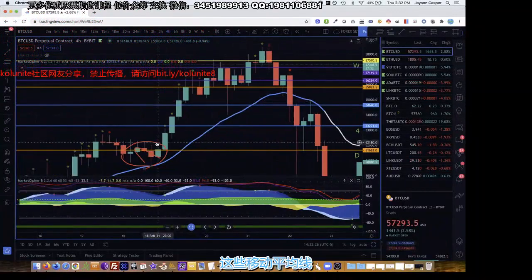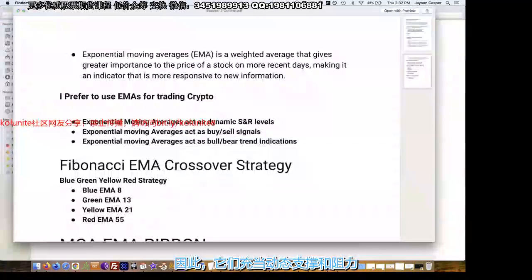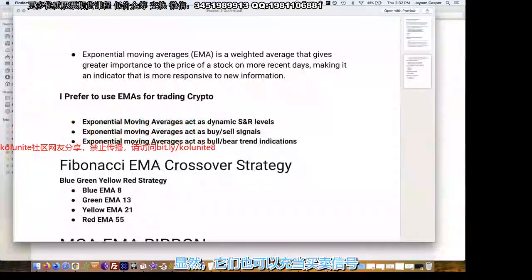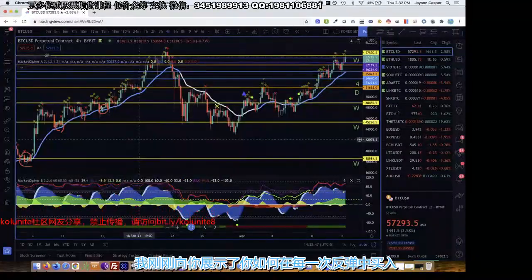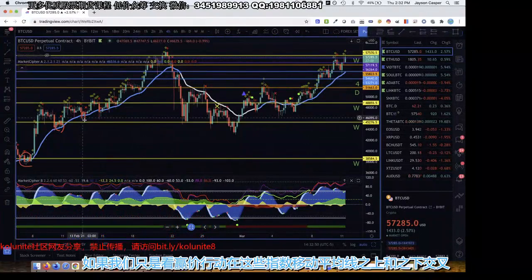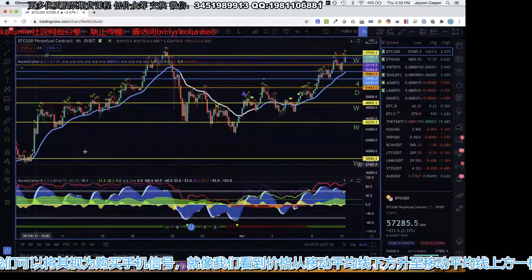It's really cool how these moving averages work. They act as dynamic support and resistance. They can act as buy and sell signals as well. Obviously, I just showed you how you could have bought on every single bounce. But again, if we're just looking at when price action crosses over and under these exponential moving averages, we can kind of see that as a buy and a sell signal, right?